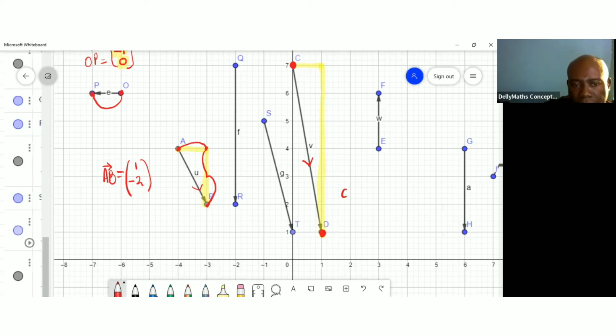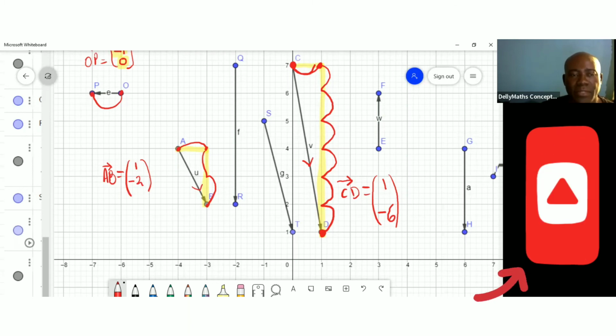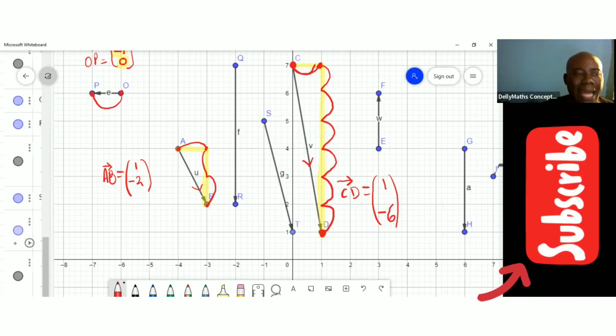So we're talking about the vector CD. The arrow is moving from C to D, very importantly. So then we would have moved to the right 1 time, just 1 time. That's +1 at the top. And then we're going to come down 1, 2, 3, 4, 5, 6 until we reach the point D. Going down is a negative number, so that's a -6. So the components of the vector CD is 1, -6. Let's do the last one.